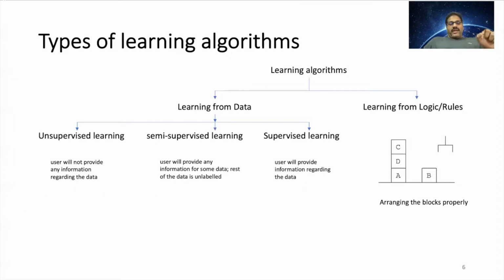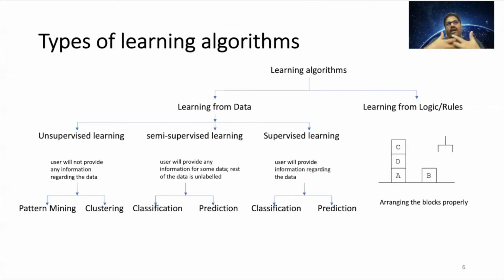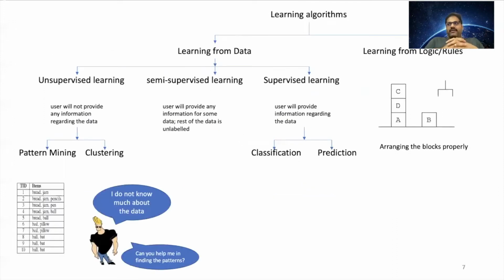And then when we look at the algorithms, knowledge discovery algorithms can be broadly classified into 4 tasks: pattern mining, clustering, classification, and prediction. In pattern mining, the user will simply give the data set and ask the learning algorithm to extract the hidden patterns from the data.